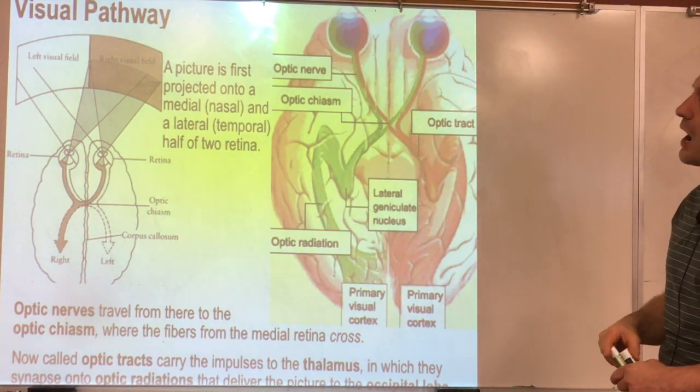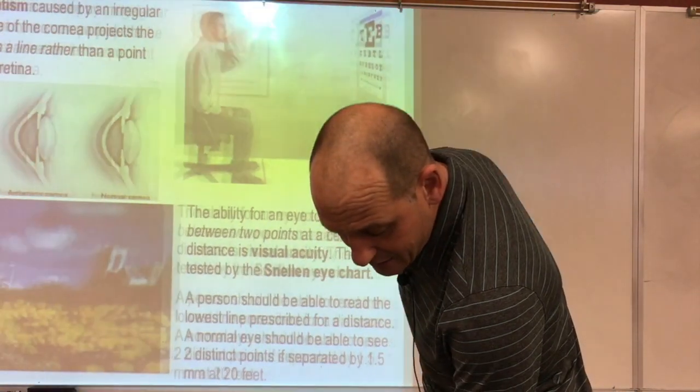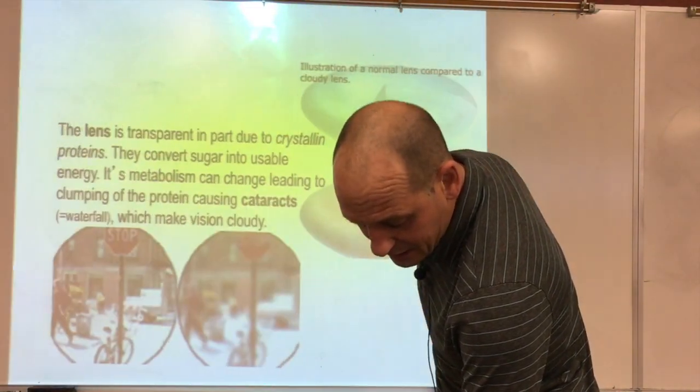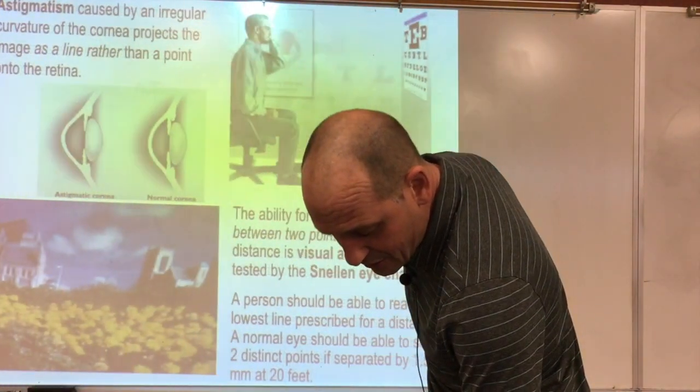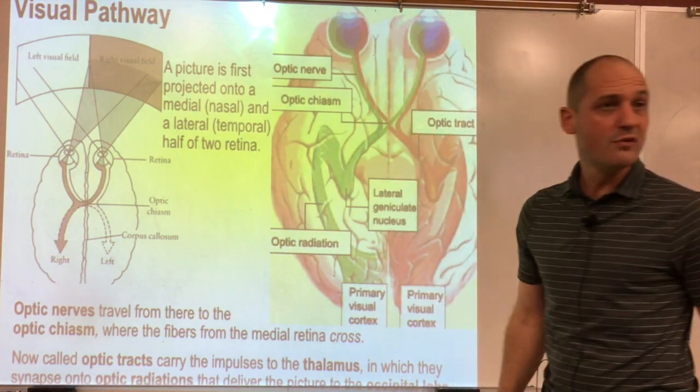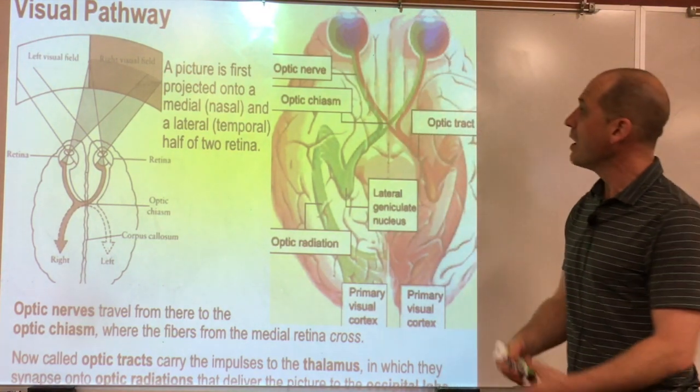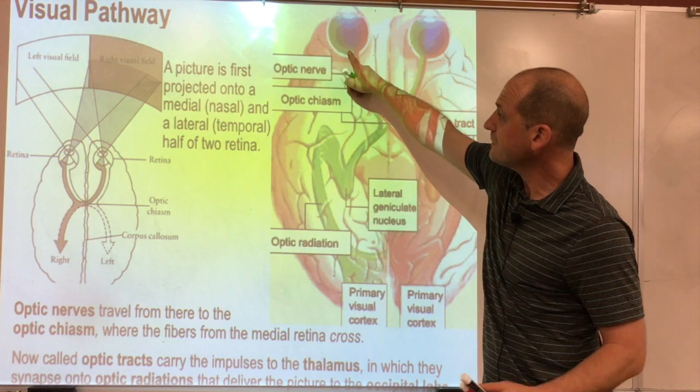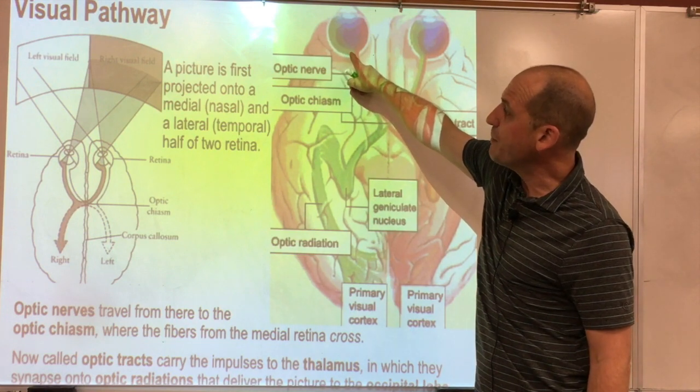Okay, so now we've seen, we picked up light, we made some electricity out of that light, we have an optic nerve, and now where the heck does that optic nerve go? Well, right here, it comes out of here. So that's the visual pathway.